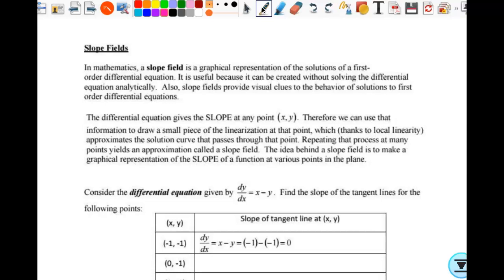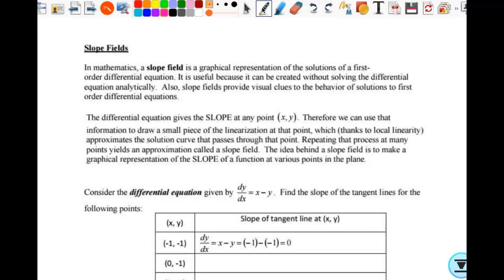calculus curriculum. Okay, so a slope field is a graphical representation of the solution to a differential equation. Okay, and we're starting this unit with slope fields because we can create a slope field without actually solving the differential equation. So we're going to start by just kind of using slope fields to get a visual picture of what our solution curves look like. Then you'll transition into actually solving for those solutions.